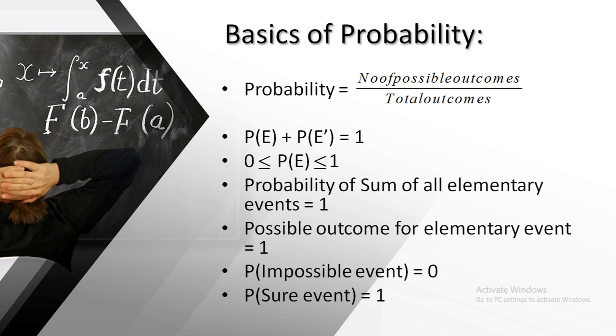So 0 is less than or equal to the probability of an event, which is less than or equal to 1. Then, the sum of the probabilities of all elementary events equals 1. Then, the probability of an elementary event equals 1. Then, the probability of an impossible event equals 0. And last, the probability of a sure event equals 1. Got it? Now go to the next.